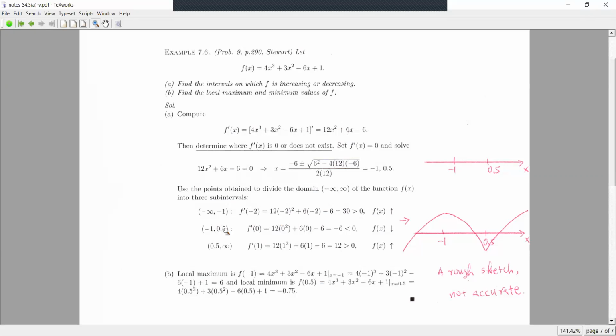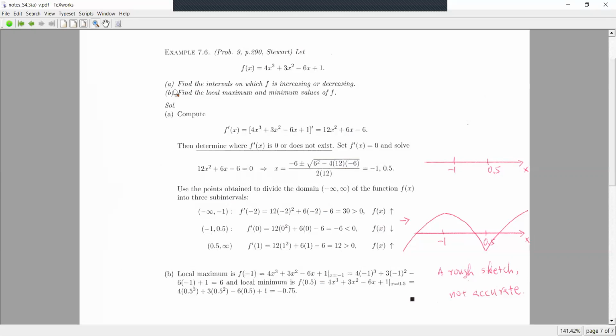Second interval, arbitrarily pick a point, I pick 0. Plugging 0 in for x here, the derivative at 0 is -6, less than 0. So the derivative on this interval is less than 0. The original function's graph is decreasing. Similarly, on this interval, the graph is increasing.